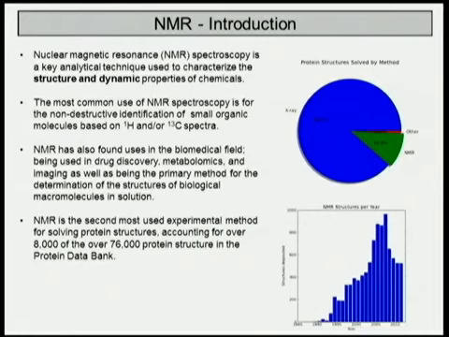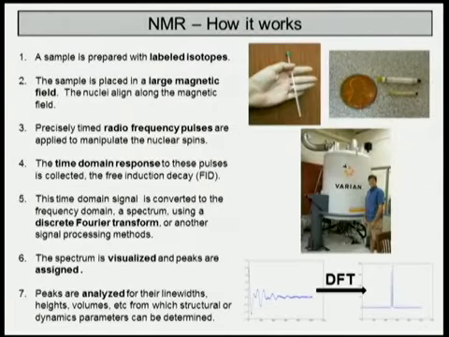So if we look in the Protein Data Bank, which is just a big database of all the known structures, about 10% of them have been solved by NMR, and that accounts for about 8,000 structures. And that number has been growing over the years. So how does NMR work?